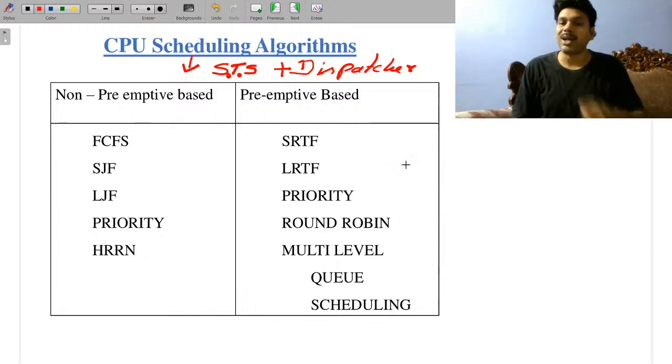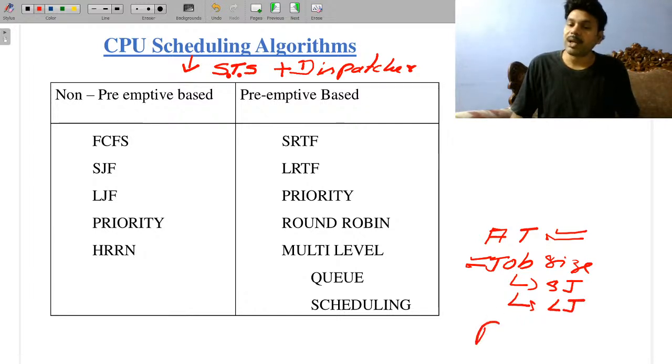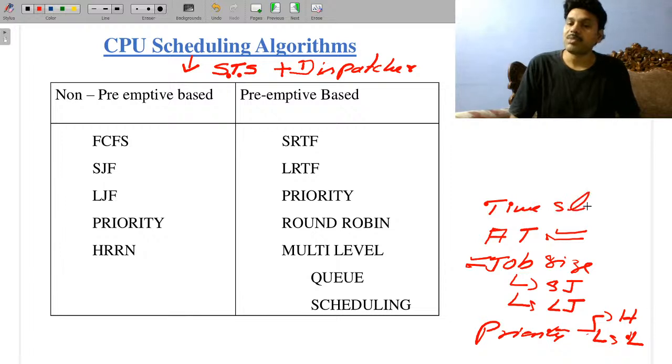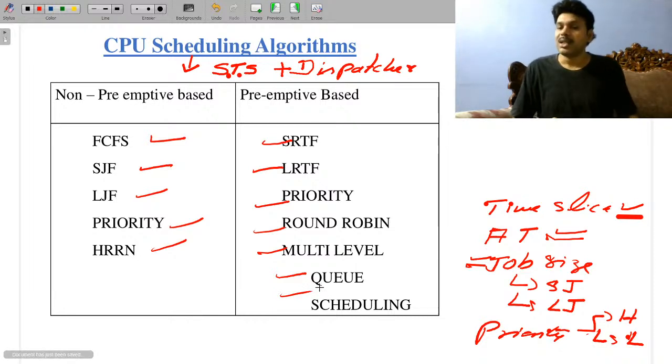It is done by parameters I already told you. One parameter is based on arrival time, and another is based on job size, whether you want to send smaller jobs or bigger jobs. Arrival time is first come first serve fashion, job size is shortest job or longest job, and next one is priority, high priority or low priority. Apart from that, there is the time quantum, that is nothing but the time slice. All these algorithms I mentioned are based on these parameters only, nothing else.